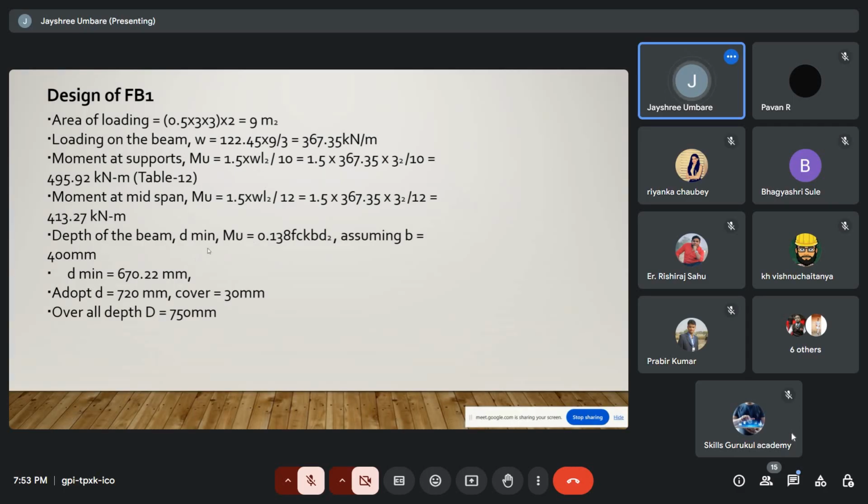Depth of the beam, d minimum, we have assumed 400 mm. d minimum calculated is 670. Then we have adopted 720 mm and cover 30 mm. Overall depth D is equal to 750. On site we have taken 750 depth of the beam, and below the beam we have taken slab which we calculated as 200 mm.